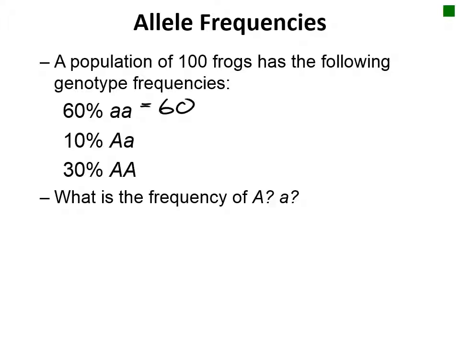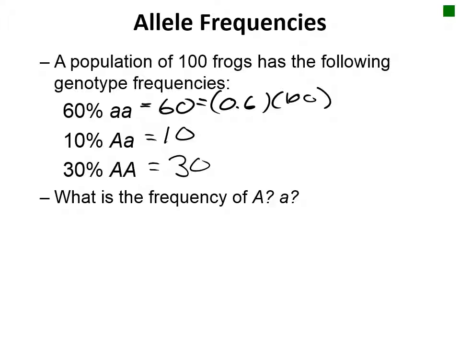Remember, to work with percents, you must convert the percentage to a decimal and then multiply that by your total population. So we obtain 60 frogs by multiplying 0.6 times 100 total frogs. Using that same math, we would find that 10% of the frogs are heterozygous, which means 10 out of our 100 frogs, and 30% are homozygous dominant, so we have 30 homozygous dominant frogs.